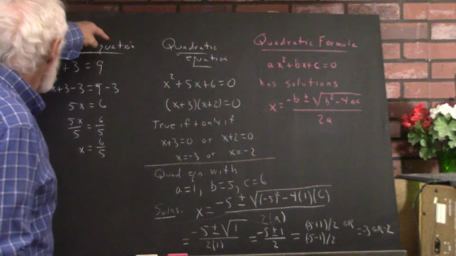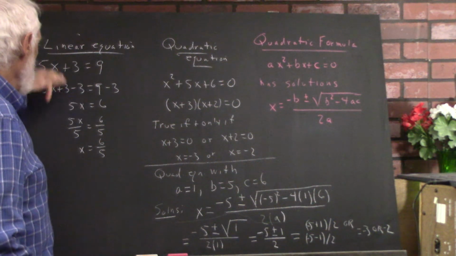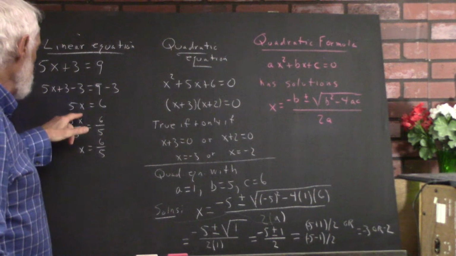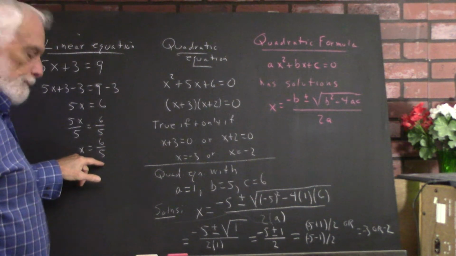Okay, yeah. Linear equation, 5x plus 3 equals 9. We easily solve that. Subtract 3 from both sides, get the result. Divide both sides by 5, get the result.